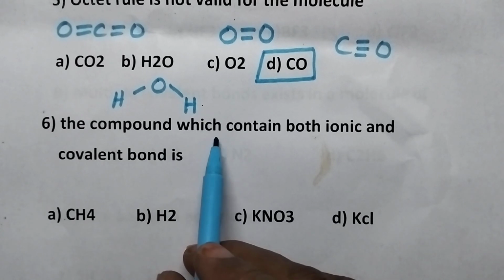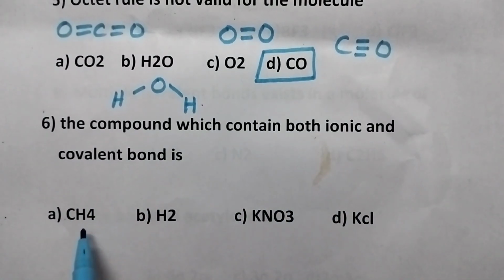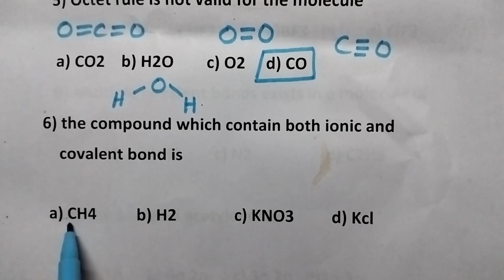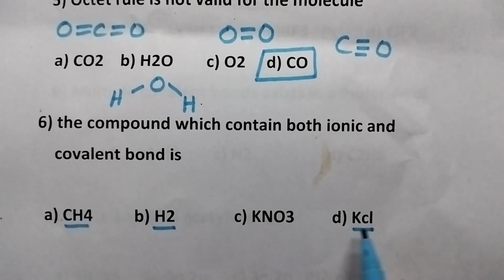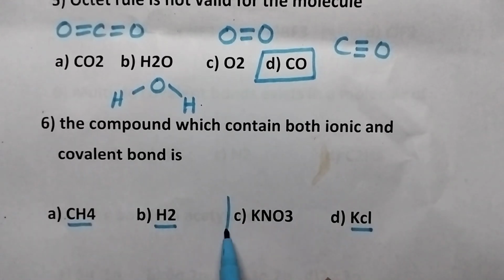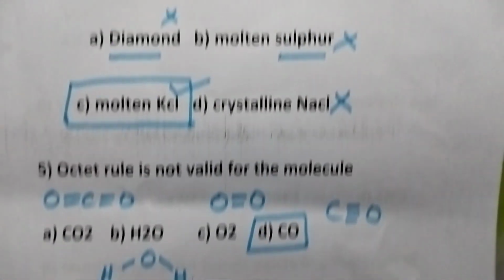The compound which contains both ionic and covalent bonds is, so methane contains covalent bonds, the hydrogen molecule contains covalent bonds, KCl contains ionic bonds, whereas KNO3 contains both ionic and covalent bonds, and hence option C, potassium nitrate, is the right option.